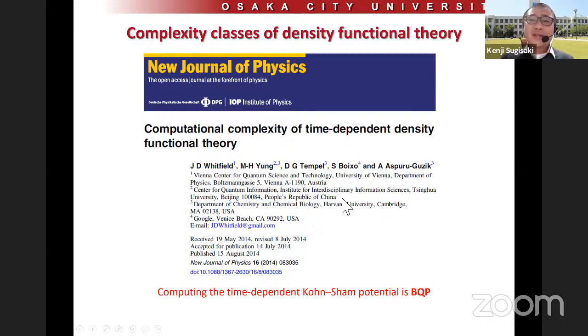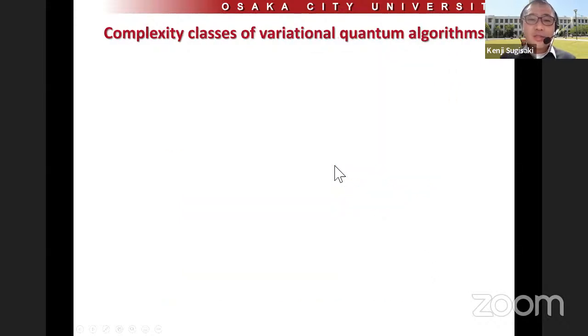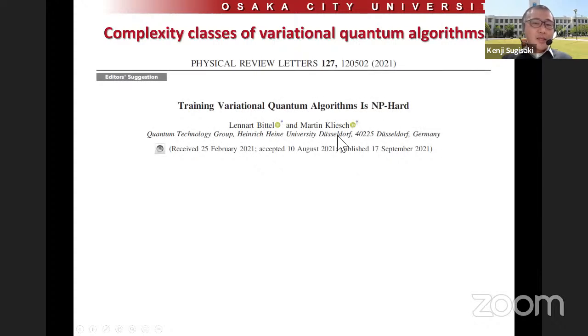We can also use the computational complexity classes for variational quantum algorithms. In this paper, they prove that training a variational quantum algorithm is NP-hard. So roughly speaking, training a variational quantum algorithm is very difficult even for quantum computers.